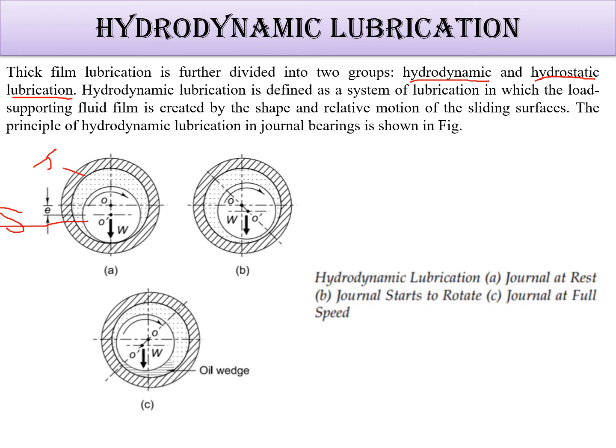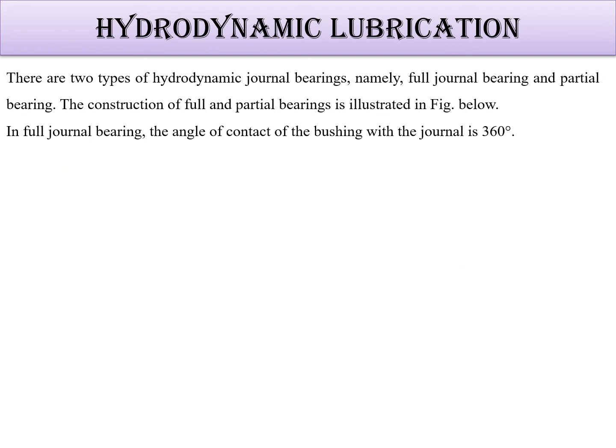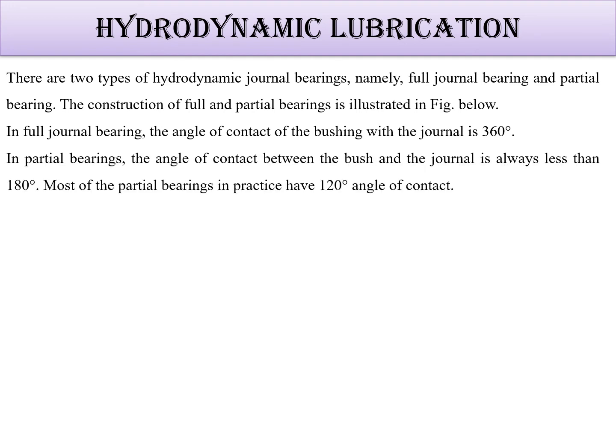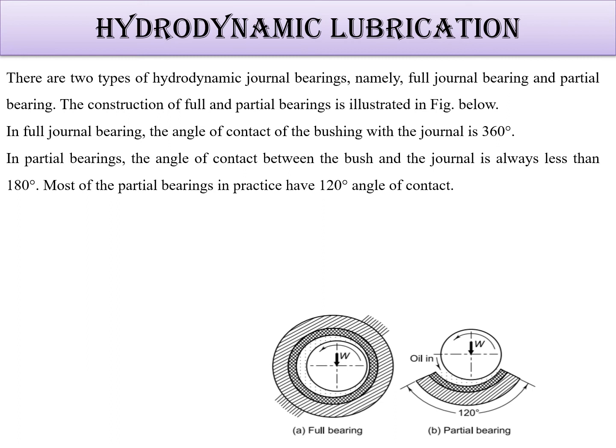Now the generator starts to rotate and generate at full speed. This is at the full speed. Now there are two types of hydrodynamic journal bearing also, that is full journal and partial. In partial and full, the contact angle is different. In full journal bearing, the angle of contact of bushing with the journal is 360 degree, and in partial it is 180 degree. Most of the partial bearings have 120 degree. This is the partial bearing. In this way it works, and this is the full bearing which we have seen in the previous slide also.